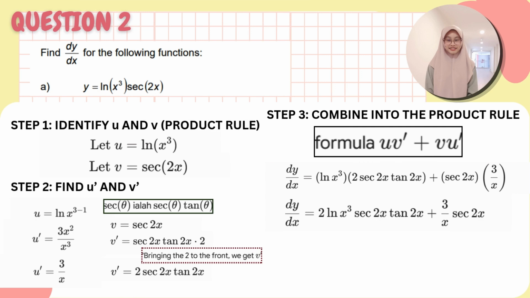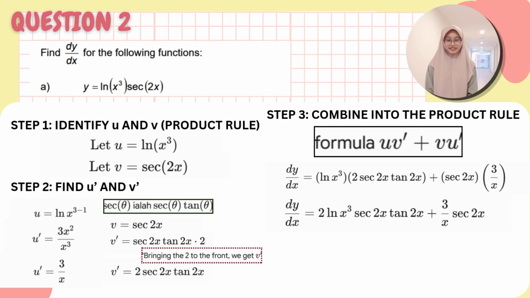Now I will present the step-by-step differentiation for question 2a. The function given is y equals ln x cubed multiplied by secant 2x. Since this function is a product of two different terms, we must use the product rule. So for u, we have u equals ln x cubed and v equals secant 2x.